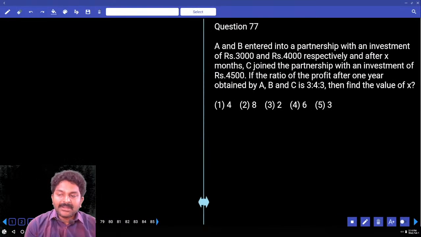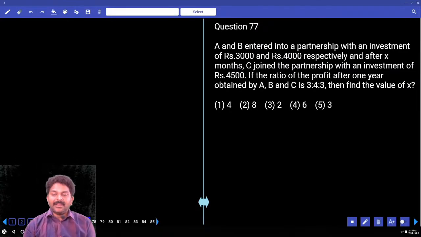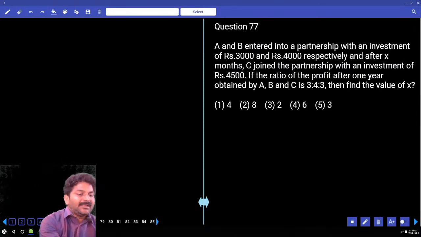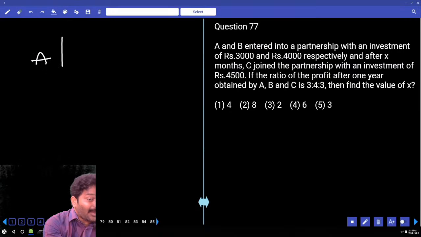A and B entered into partnership with investments in the ratio 3000, 4000 respectively, and after X months C joined the partnership with the investment of 4500. If the ratio of the profit after 1 year obtained by A, B, C is 3:4:3, then find the value of X. See, you have complete information regarding A and B and some information regarding C. The question is about C. So I will take either A or B, and C is compulsory.